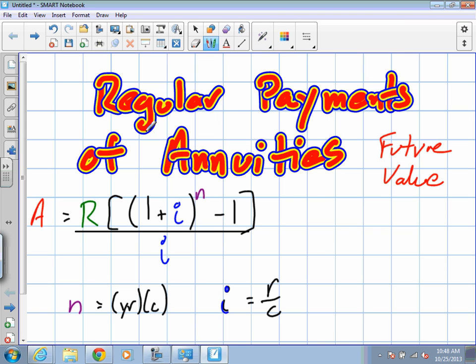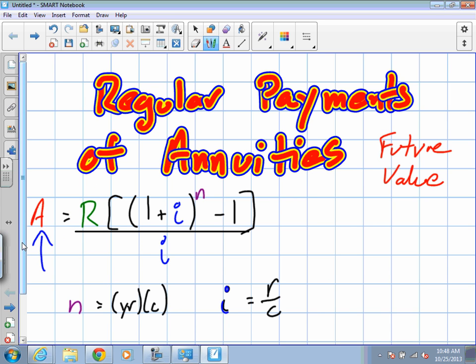So we're going to go through regular payments of annuities, and we're going to focus on future value. And what that means is we're going to figure out how much money we have to put away every compound period, and R is our regular payments. Hopefully you guys remember these definitions from before. How much money we have to put away in order to reach a specific amount.